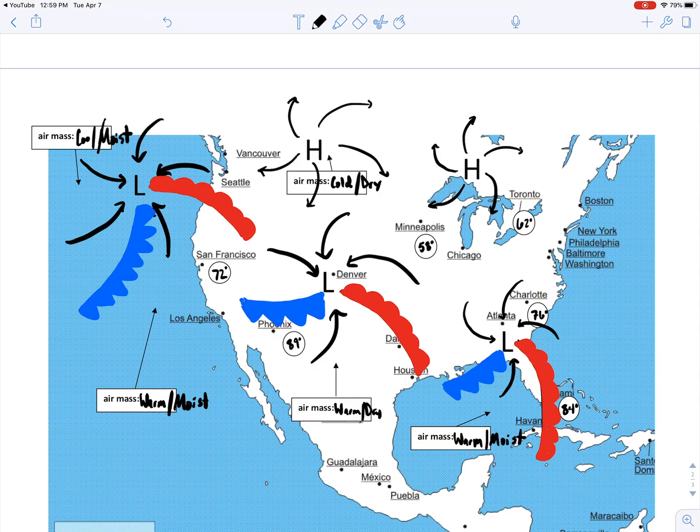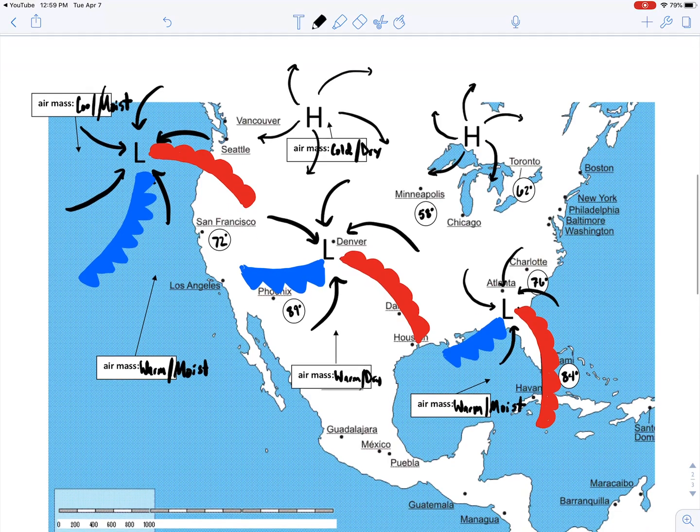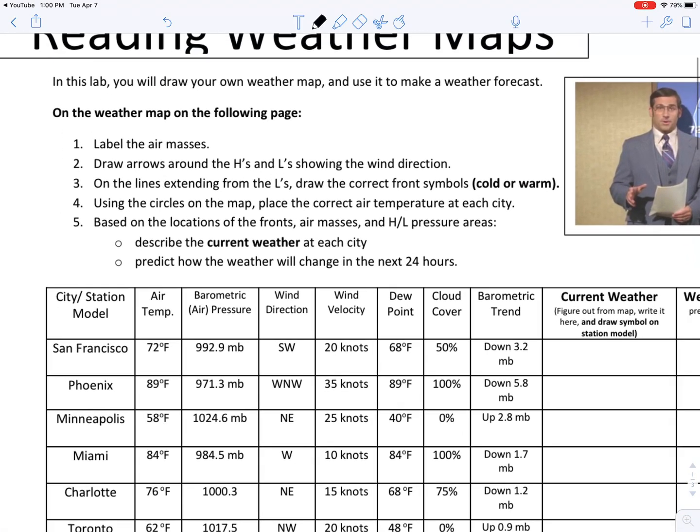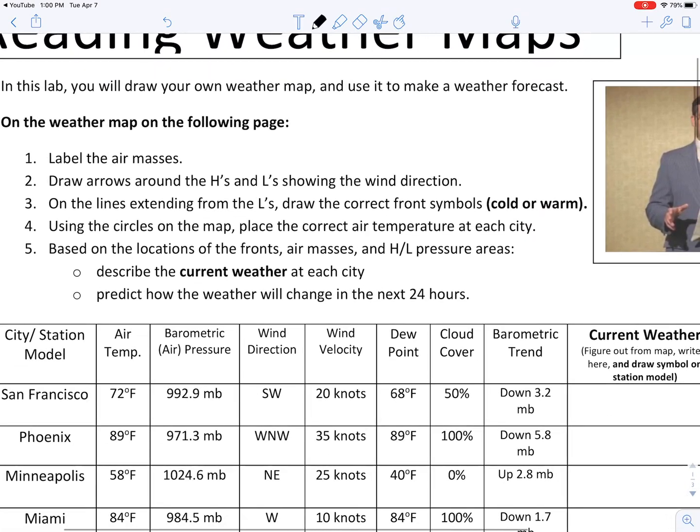Good spot to pause. If you're looking to get caught up, we've got all of our temperatures now plugged in on the map. And here would be a good spot to pause to get yourself where you need to be. Okay, welcome back from that little pause you did there, and we're going to continue on.